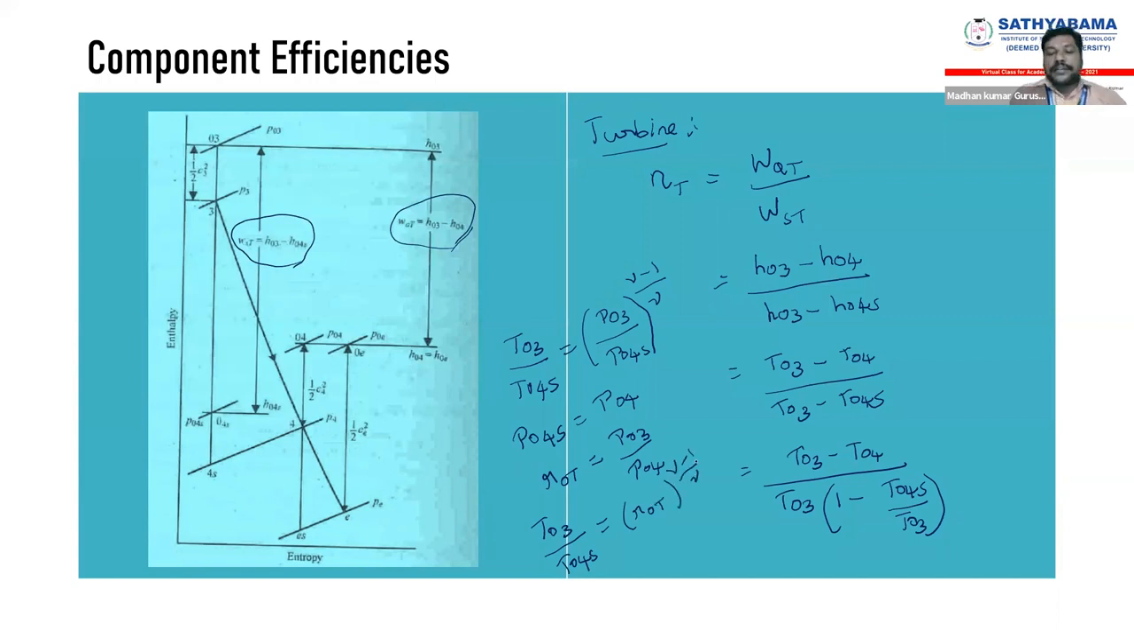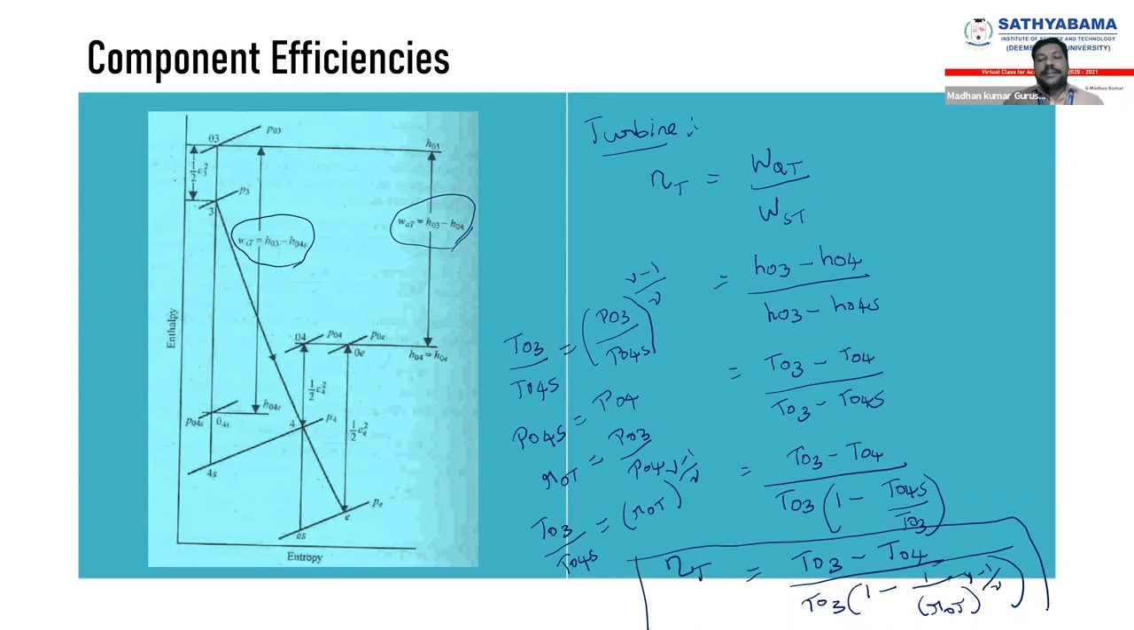Right. Now you are going to replace this formula and substitute it. Instead of T0 3 by T0 4s, here it is the reciprocal. Now you have to write the formula in reciprocal and formulate this eta T. So T naught 3 times 1 minus 1 divided by ROP, that is the stagnation pressure ratio of the turbine, to the power of gamma minus 1 divided by gamma. Right, so this is your final efficiency of the turbine.